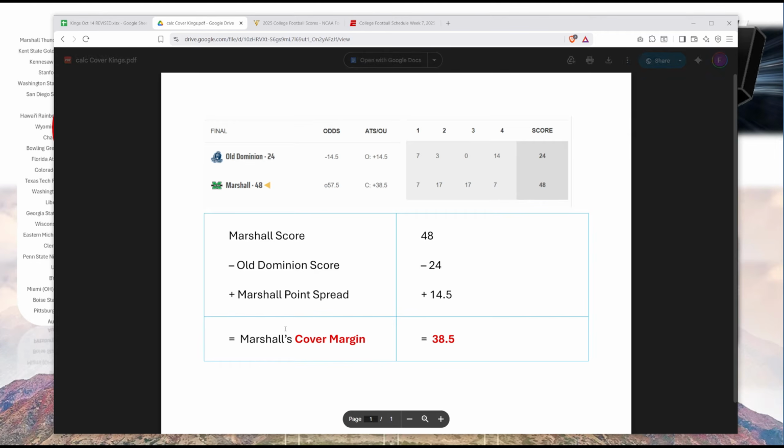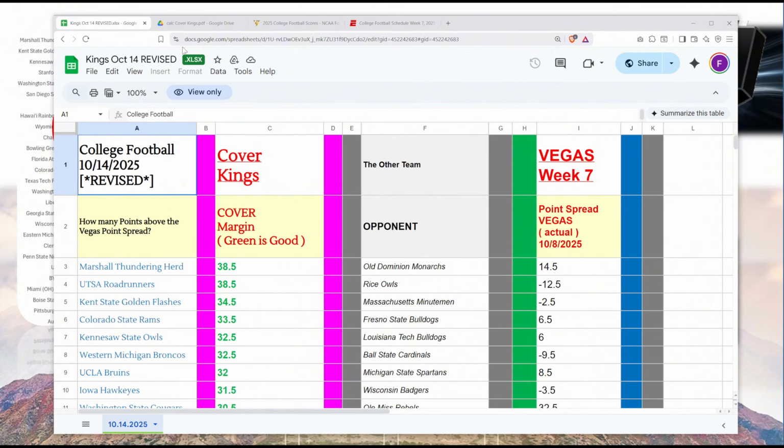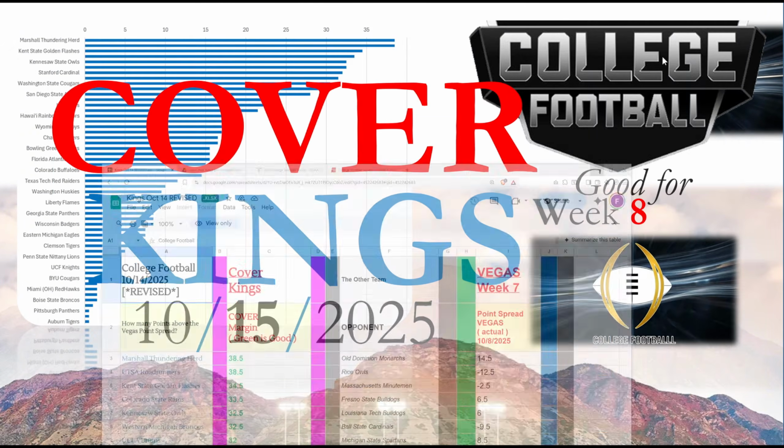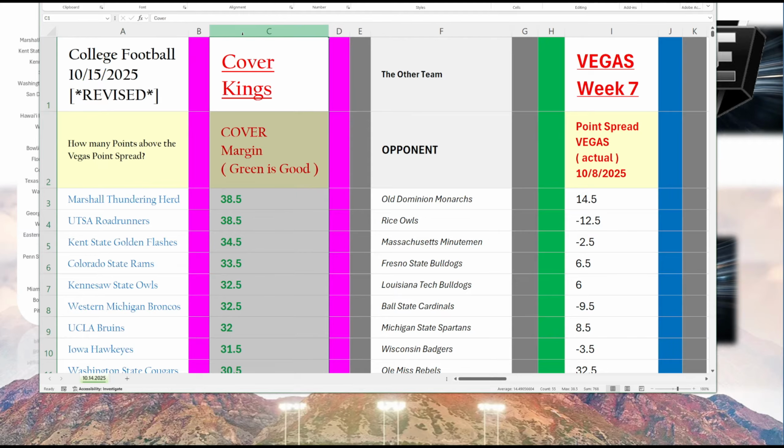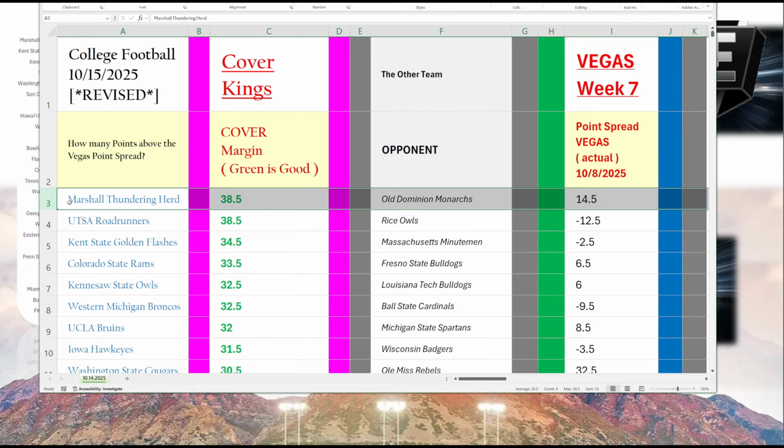So next we're going to go through the spreadsheet as well as how to do the calculations. Going to the spreadsheet right now, the first column has the names of the teams. The second column is the main column, the feature column here, and this is the cover margin. Then we have the opponent, and we also have the Vegas point spread for the team in that row.